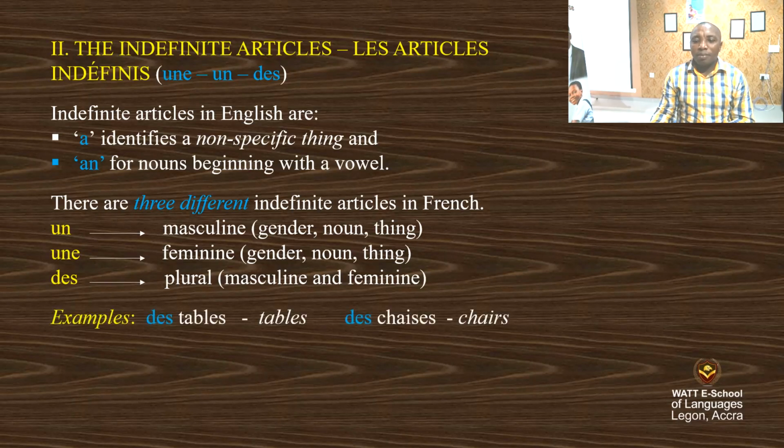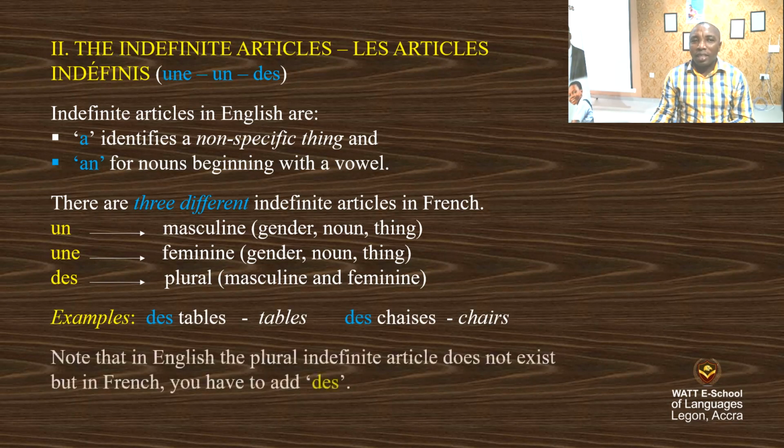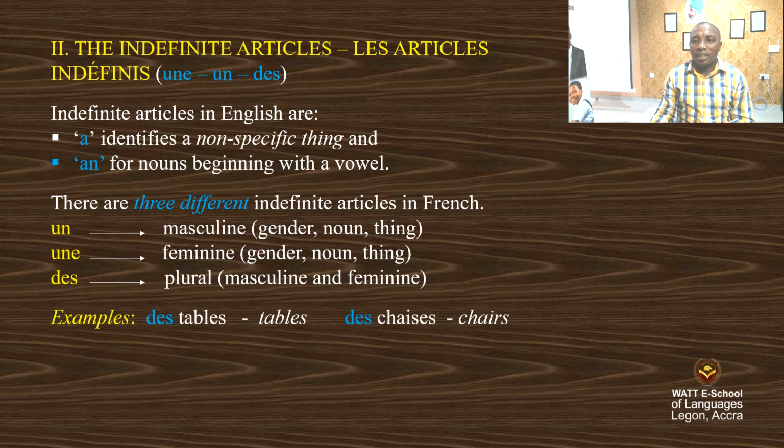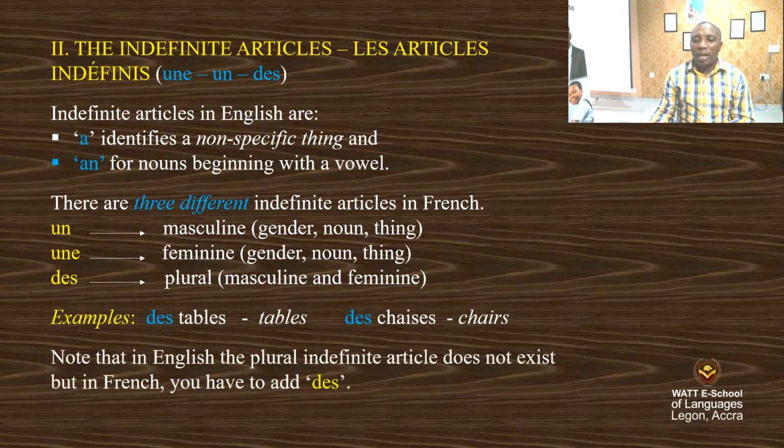Example, des tables, tables, des chaises, chairs. So this is the plural of the indefinite article. Note that in English, the plural indefinite article does not exist. But in French, you have to add des. It means in English, you don't have a plural of the indefinite article. But in French, we have the plural of indefinite articles, which is des, D-E-S.